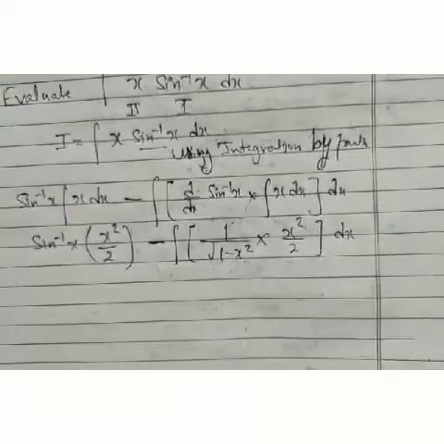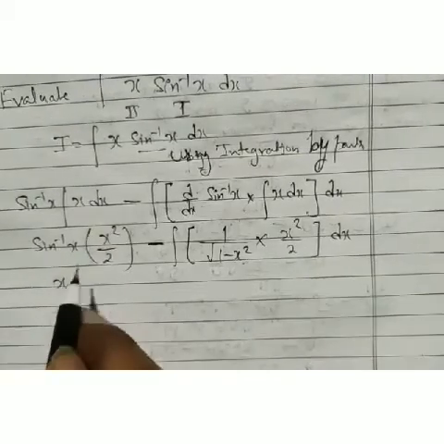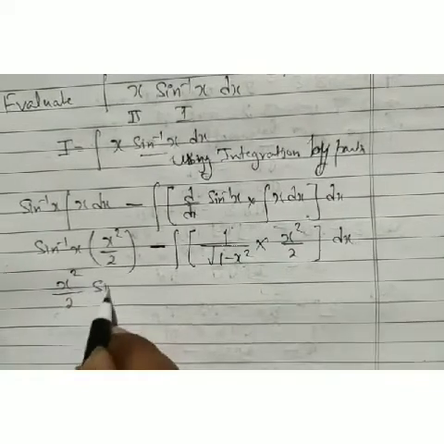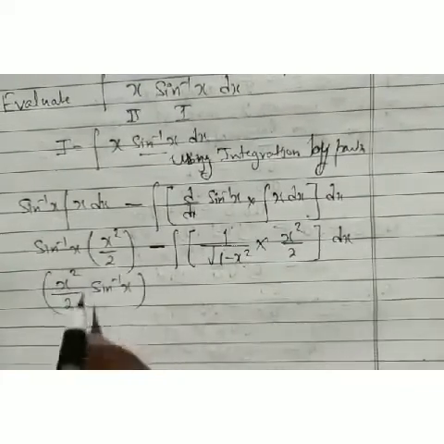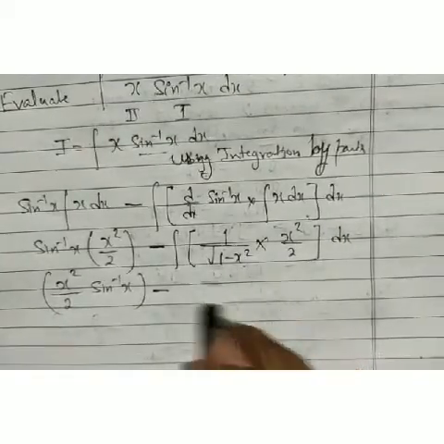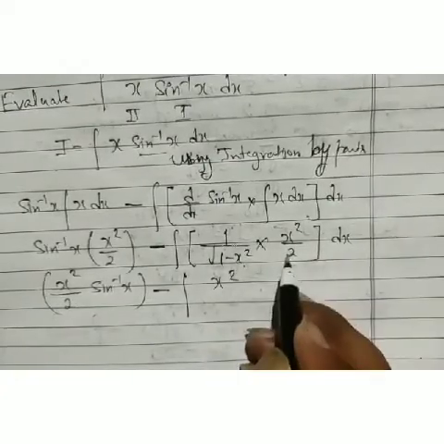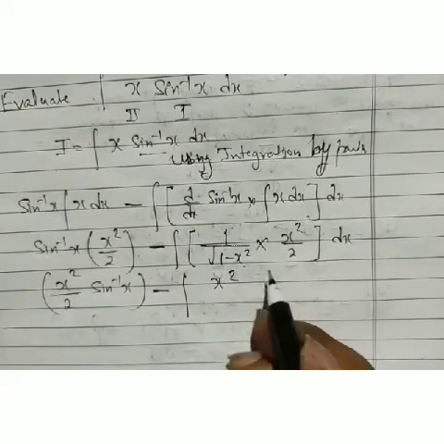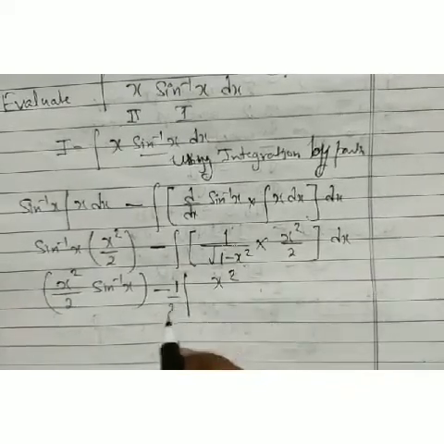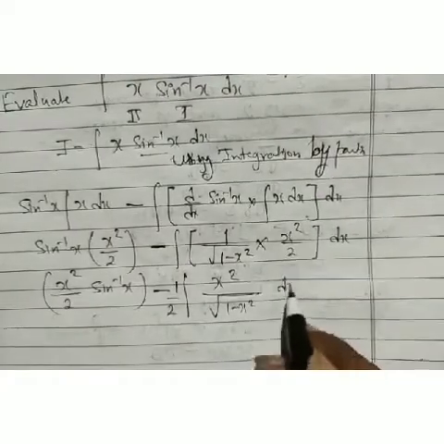Now look, we have found the solution of this first part. It's x square by 2 sine inverse x. We are not going to make any change there. Now we have to solve the second part, minus the integration of x square. We take 1 by 2 common there. Now what do we have? It's minus 1 by 2 integral of x square upon under root 1 minus x square dx.